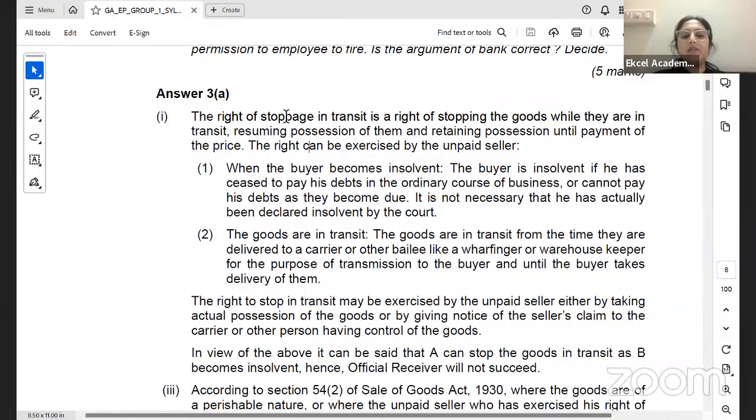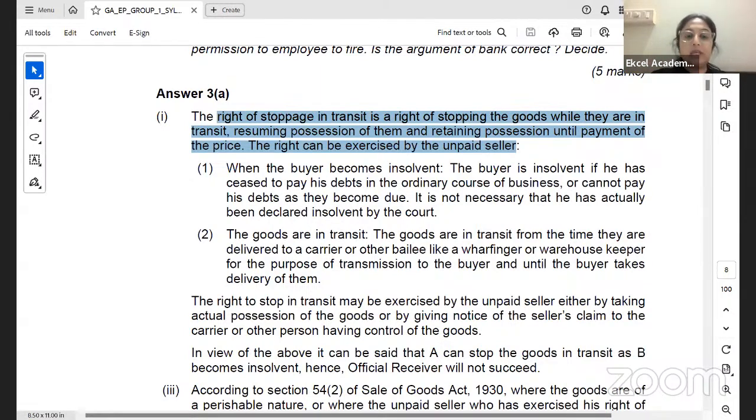See, we know that the right of stoppage in transit is a right. So what does right of stoppage in transit mean? It is still in transit, so before it reaches the buyer, you can stop. You have the right only when you come to know that the buyer has become insolvent. Okay, B has become insolvent in our case.